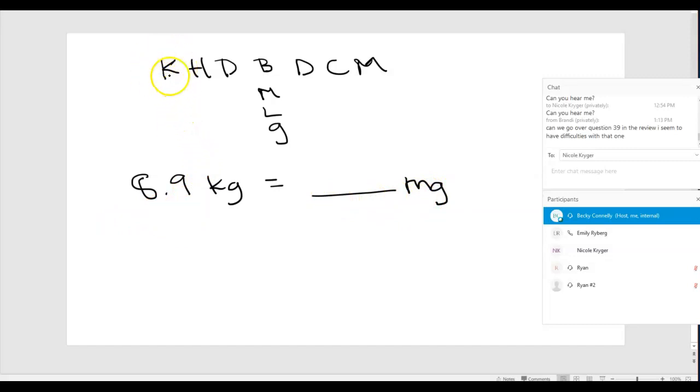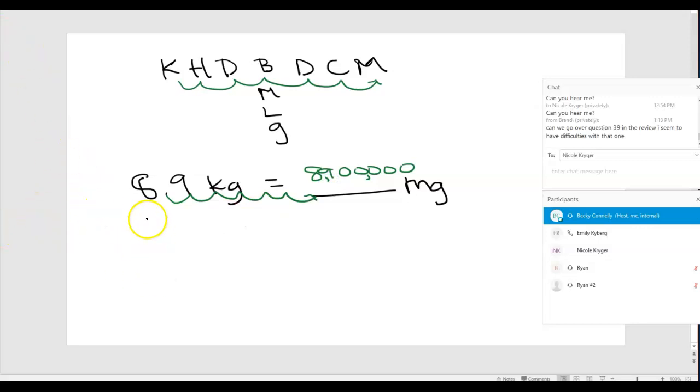So kilo to milli. You're going to end up moving that decimal 6 places, and then fill in those other parts with 0.